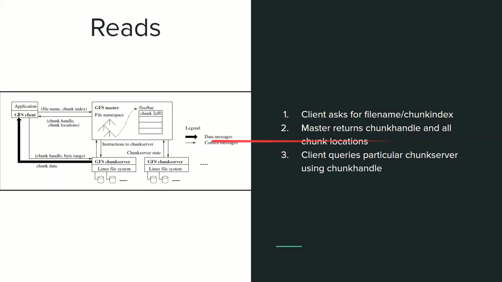The master returns the chunk handle and all the chunk locations of the file. By chunk locations, I mean the different replicas that are stored on different chunk servers. And once the client receives this information, it can query the chunk servers to receive the data related to that file.